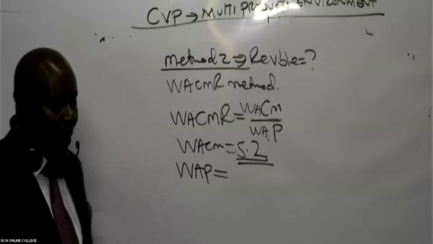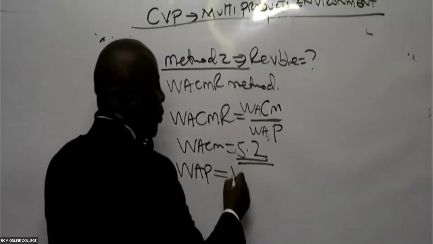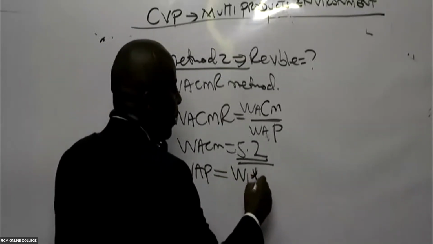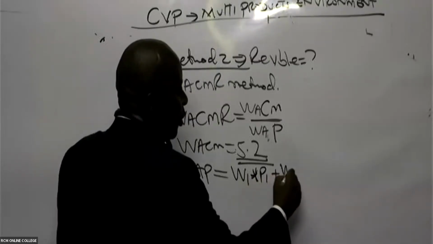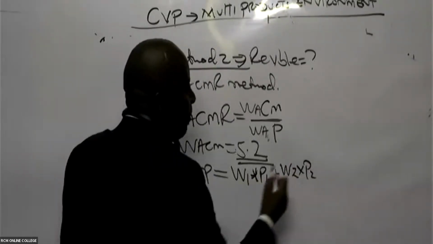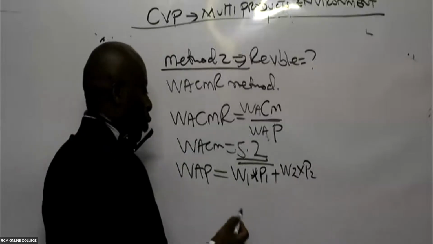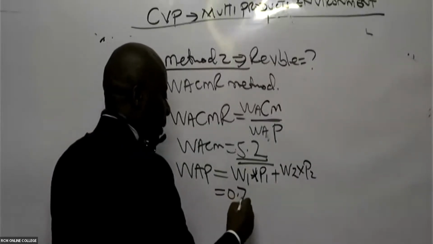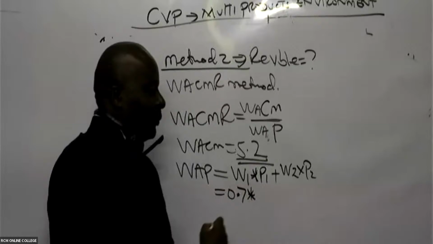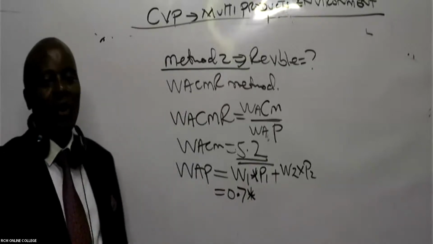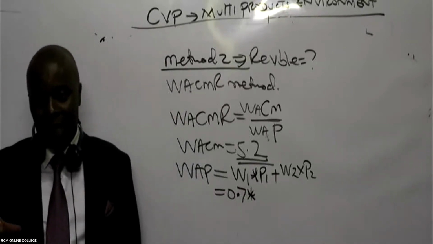So this WAP, ladies and gentlemen, I will take the weight of the first product multiplied by price 1, isn't it? Weight of the second multiplied by price of the second. Fortunately, I know the weights. You guys may have forgotten, but I know them, including the prices of our products. Are you able to remember the price of our products?